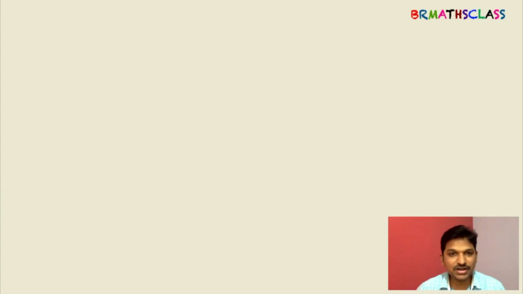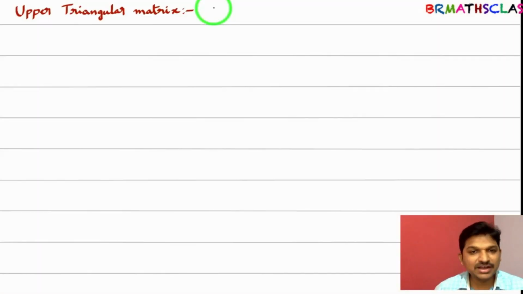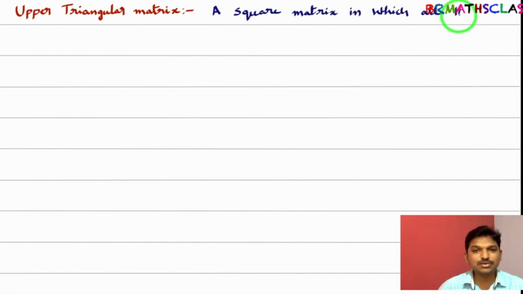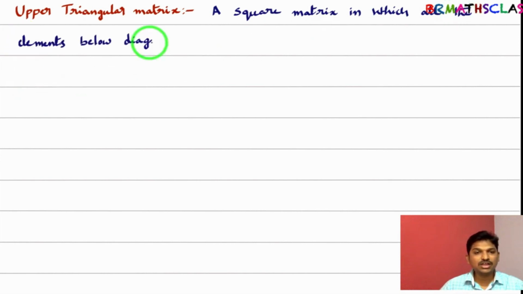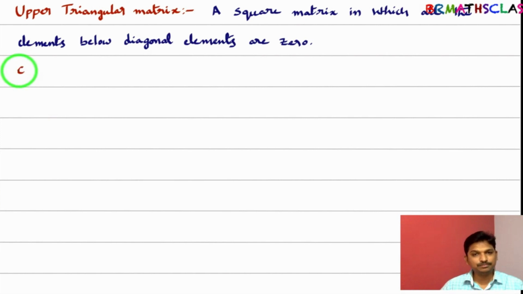What is lower triangular matrix? And what is triangular matrix? We will learn about upper triangular matrix. What is upper triangular matrix? A square matrix. It is important. It is a square matrix. A square matrix in which all the elements below the principal diagonal are 0.